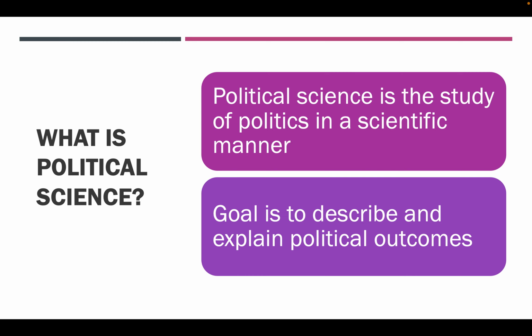Taking Easton's thought as a starting point, we can then suggest that political science is the study of the authoritative allocation of values, or politics, in a scientific manner, or one that incorporates research questions, hypotheses to test, and a method of testing them. The goal of our work is to describe or trace patterns in political occurrences, as well as to explain or say why a political event has occurred.